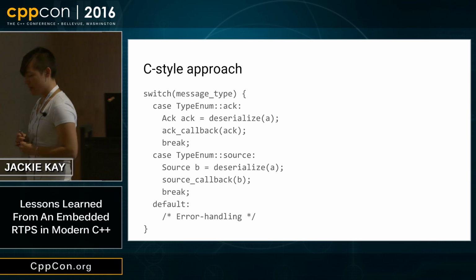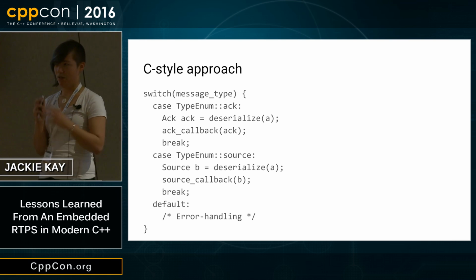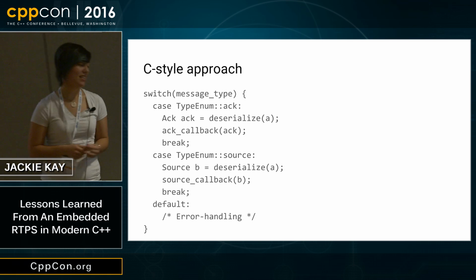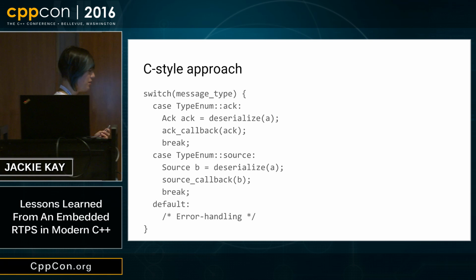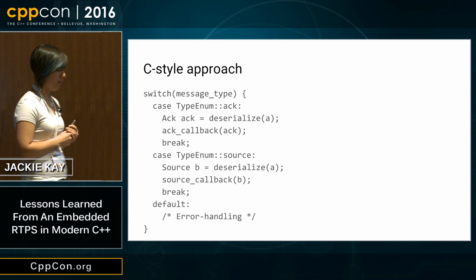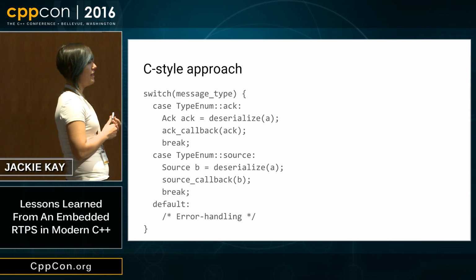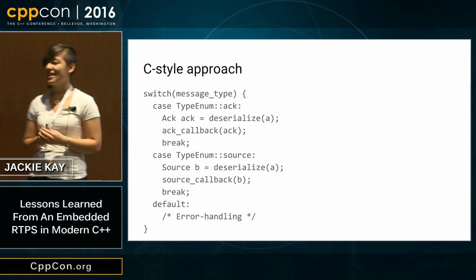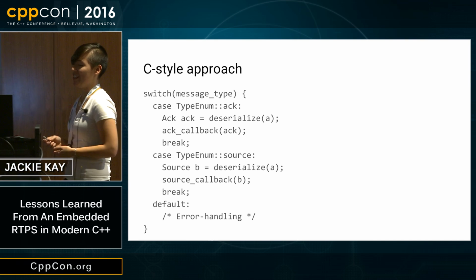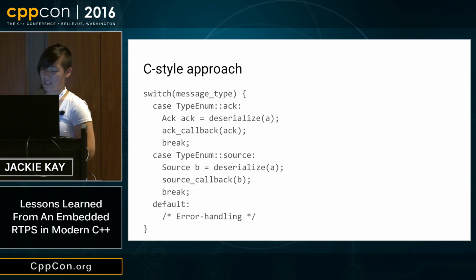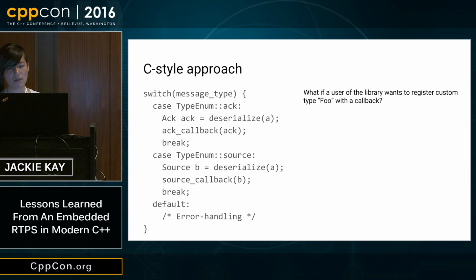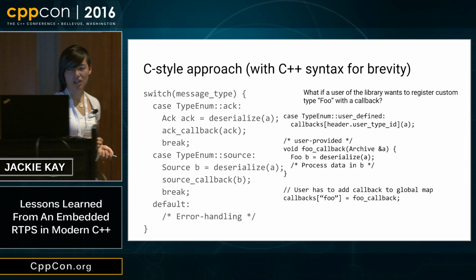And the reason that this isn't generic, and the reason I'm concerned about that, is because I used to work on a middleware where we would provide users with this library, and then they would plug in their own types. And they can't just modify this critical section in the library with their own switch statement, obviously. So we need some kind of callback registration.